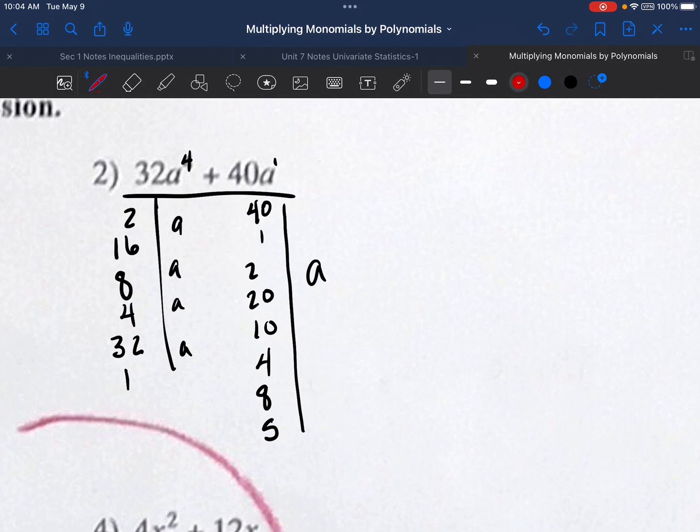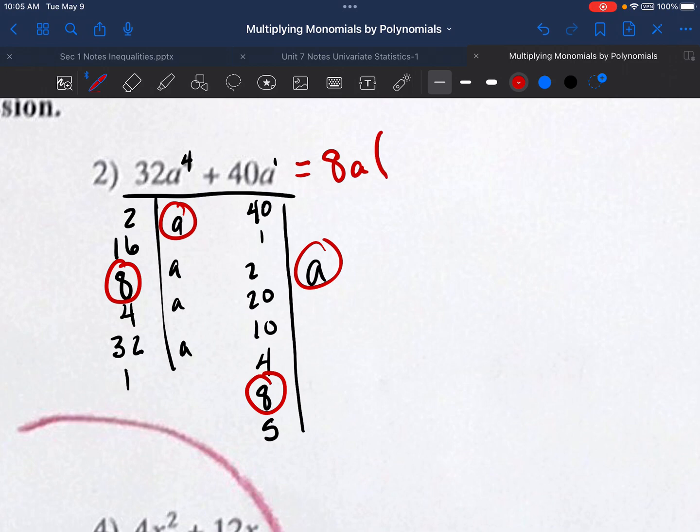Okay, since I'm looking for the greatest common factor, I'm looking for the biggest number that these two lists have in common. Spend a second looking at these lists. It looks like the biggest number that's on both of these lists is 8. Okay, and how many a's do they have in common? Well, it looks like over here they have at least one a, and we've got at least one a right here. So I know that my greatest common factor is going to be 8a.